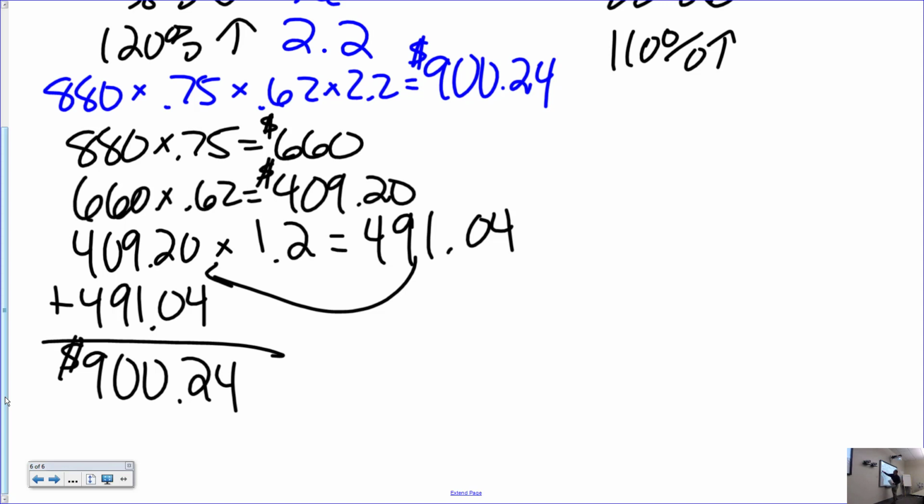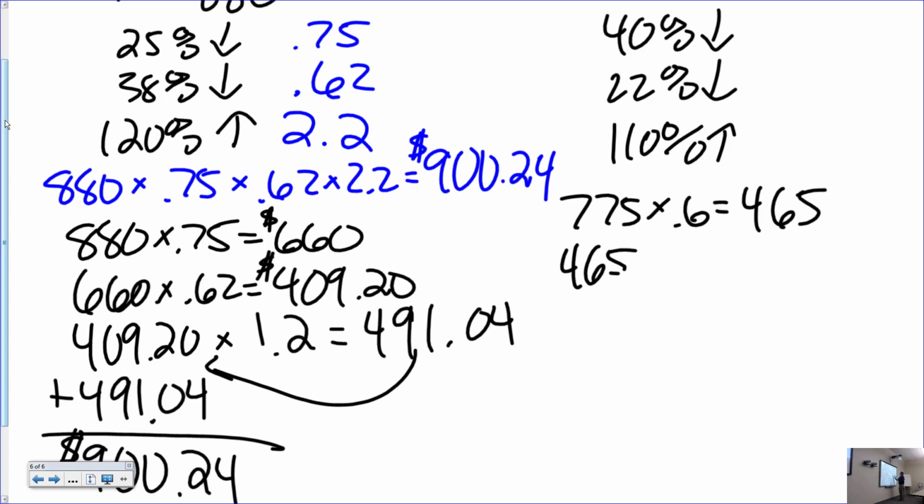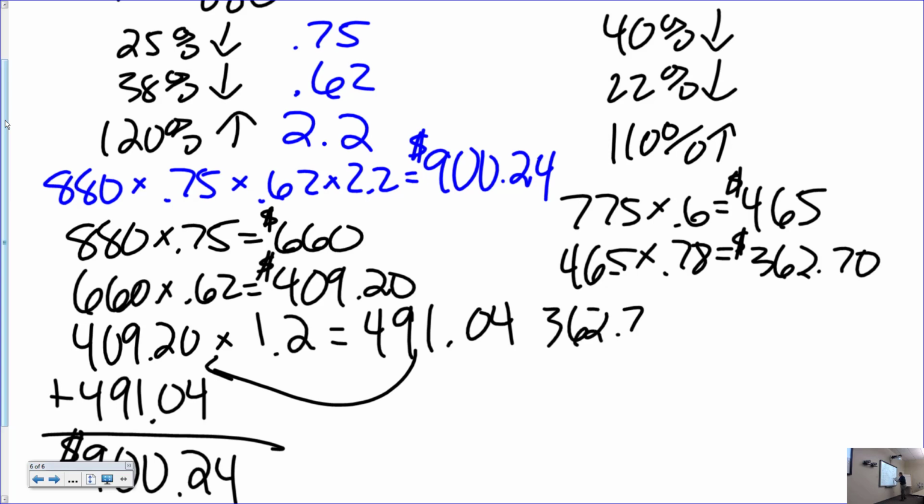Okay, and then on the other side of the coin, if you were doing the other portion of the test, right? 775 times 0.6 got you to 465. 2 points if I saw that number. 465 times 0.78 is 362.70. There was another 2 points if I saw that number. And then last but not least, 362.70 times 2.1 gets you 761.67. That technically was the final answer that I was looking for.